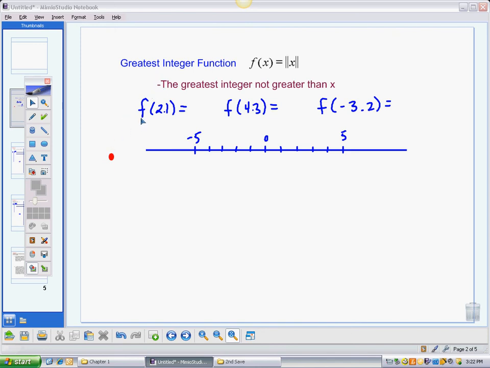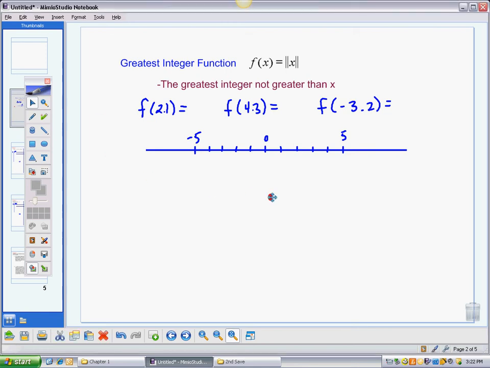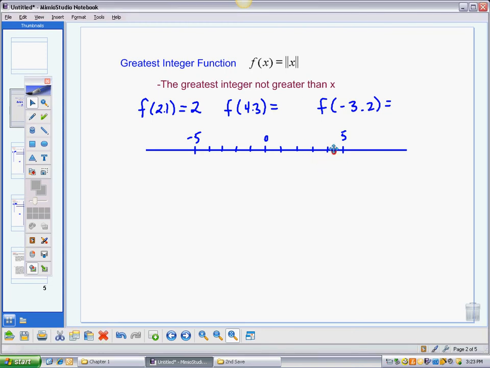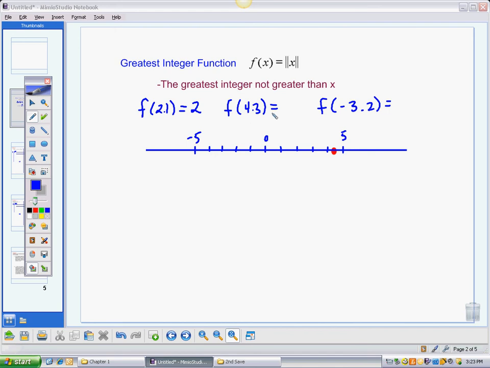So for instance, if I gave the function f the input of 2.1, I would go on the number line to 2.1 and I would look immediately to the left of it for the integer that is the largest without being bigger than 2.1. So just to the left of it, there is 2 for my integer. So the output would be 2. If I gave it f of 4.3, I go to where 4.3 would be, the integer that is the largest without being larger than 4.3 would be 4. So the output would be 4.